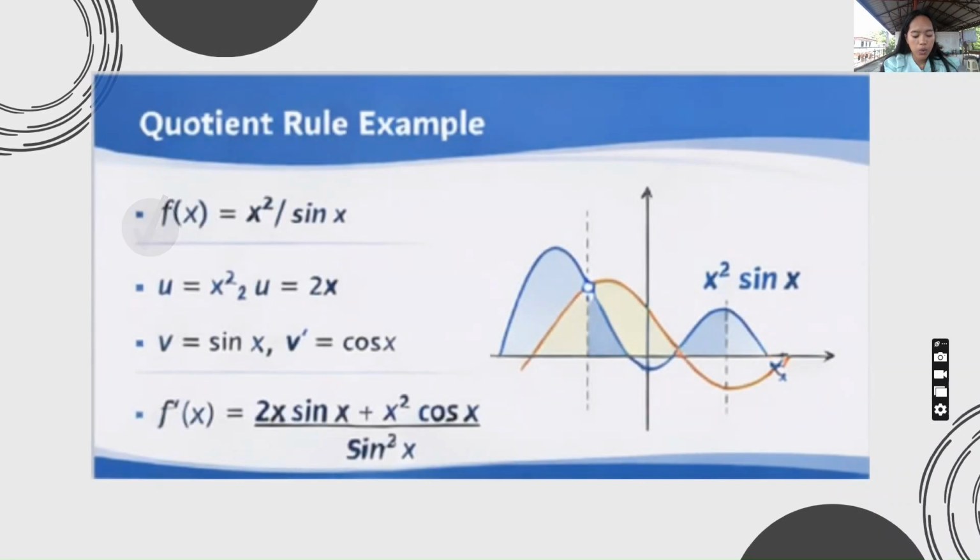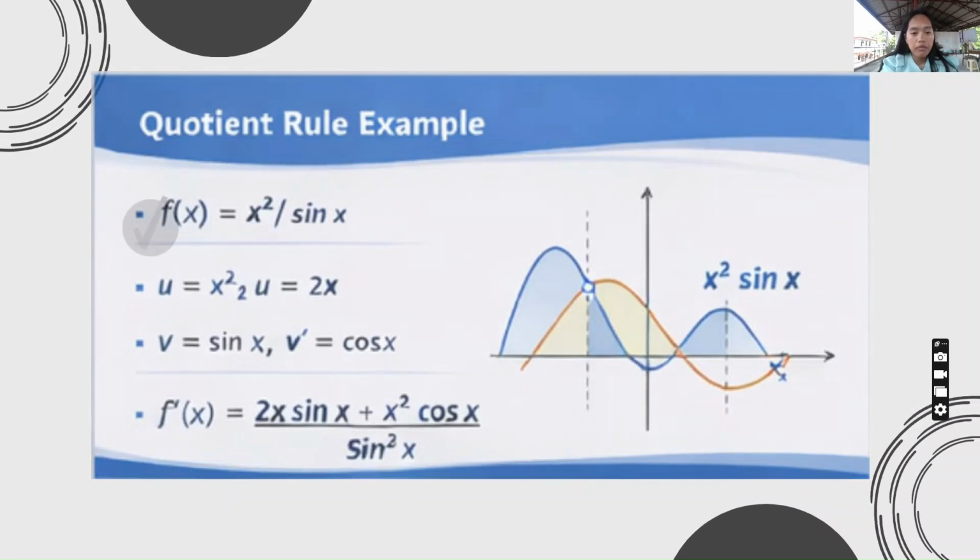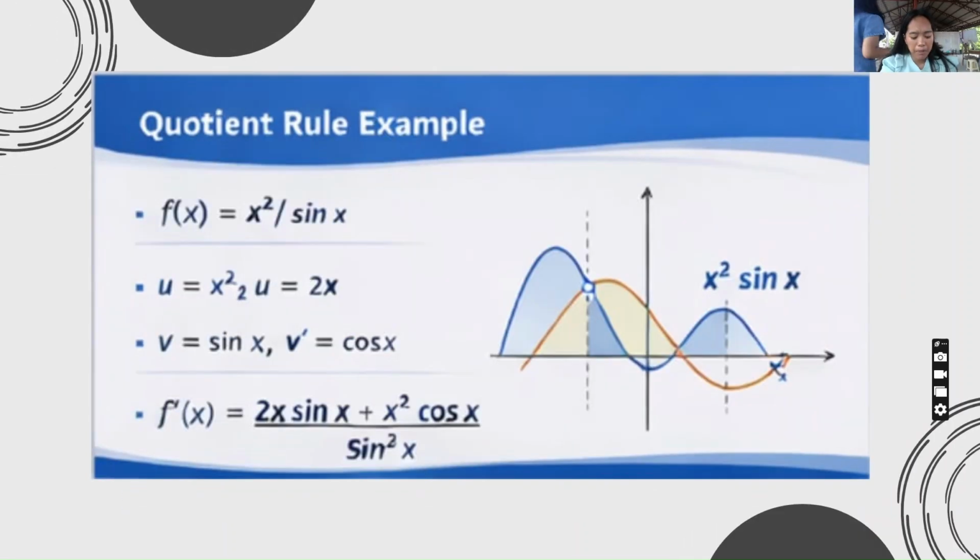Next is the quotient rule. When differentiating a quotient of two functions, f of x is equal to u of x over v of x, we use the quotient rule. The formula is the derivative of u over v equals u prime times v minus u times v prime, over v squared. This can be remembered as the derivative of the top times the bottom minus the top times the derivative of the bottom, all divided by the square of the bottom.